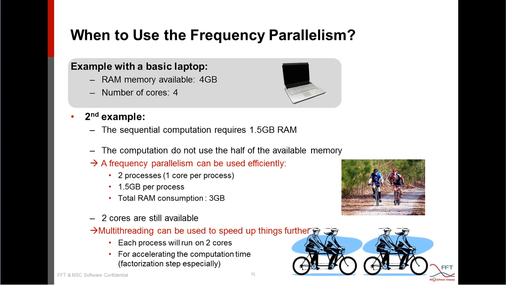Now we can also remark that 3 cores are still available, so we can also use the multithreading together with the frequency parallelism to speed up further the computation. Finally, you have 2 processes that are running in parallel, and each of them is solving the problem at a different frequency using 2 cores. So the image is 2 bikes with 2 people on each bike. So all the 4 cores of your laptop are used for the computation. This is an example of frequency parallelism on 2 processes, but with more memory available on your computer, you would have been able, of course, to apply a frequency parallelism on more processes than 2.